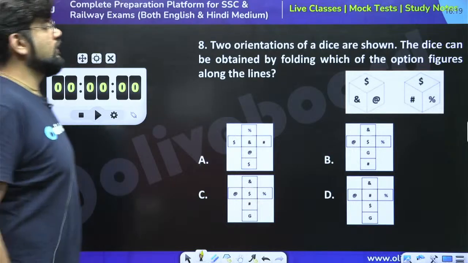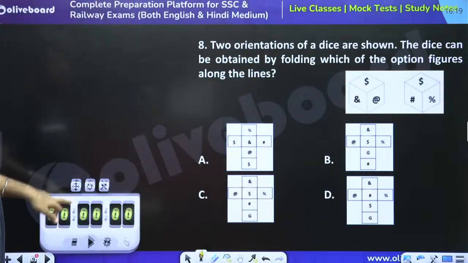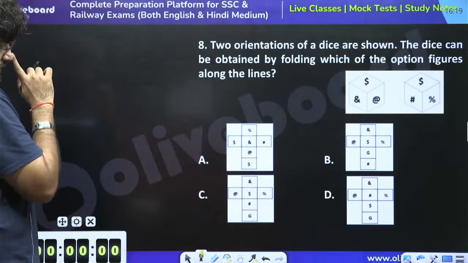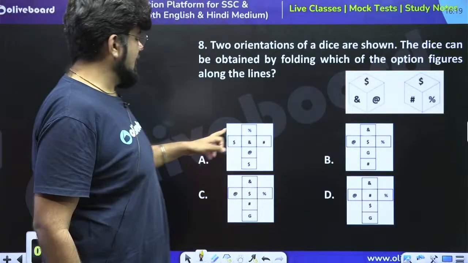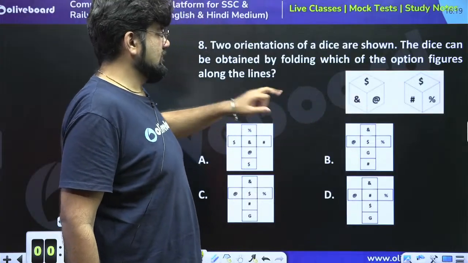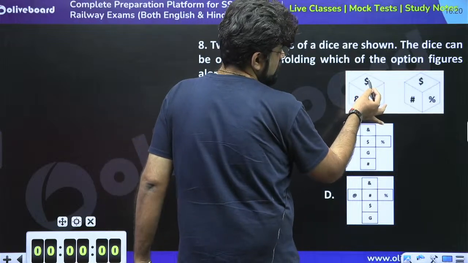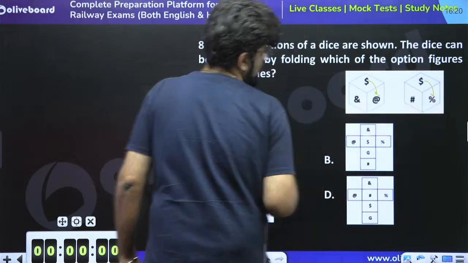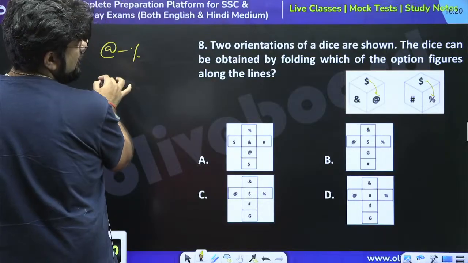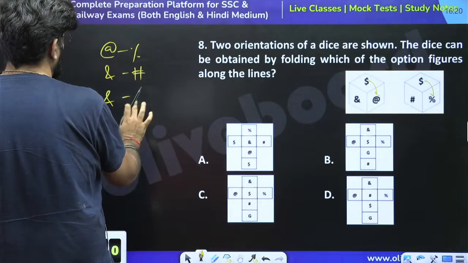Okay. Two orientations of a dice are shown. Which of these dice can be obtained by folding which of these figures. Okay. So now if you see percentage and at the rate, they are opposite to each other here. Percentage and at the rate. So will they be opposite here? Yes, they are opposite, because from dollar if we proceed here, we will get at the rate is opposite to percentage and ampersand is opposite to hash. We are not sure who dollar is opposite to.